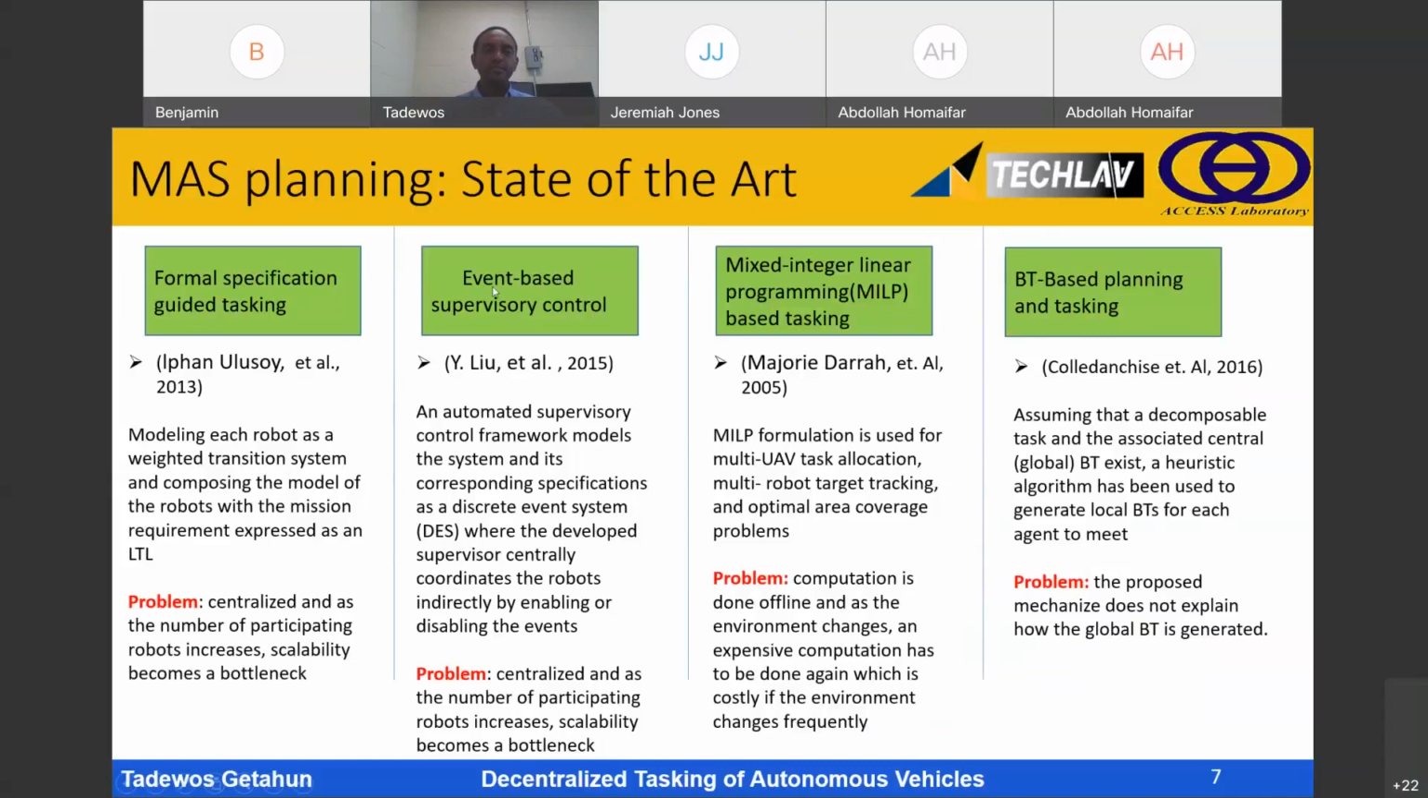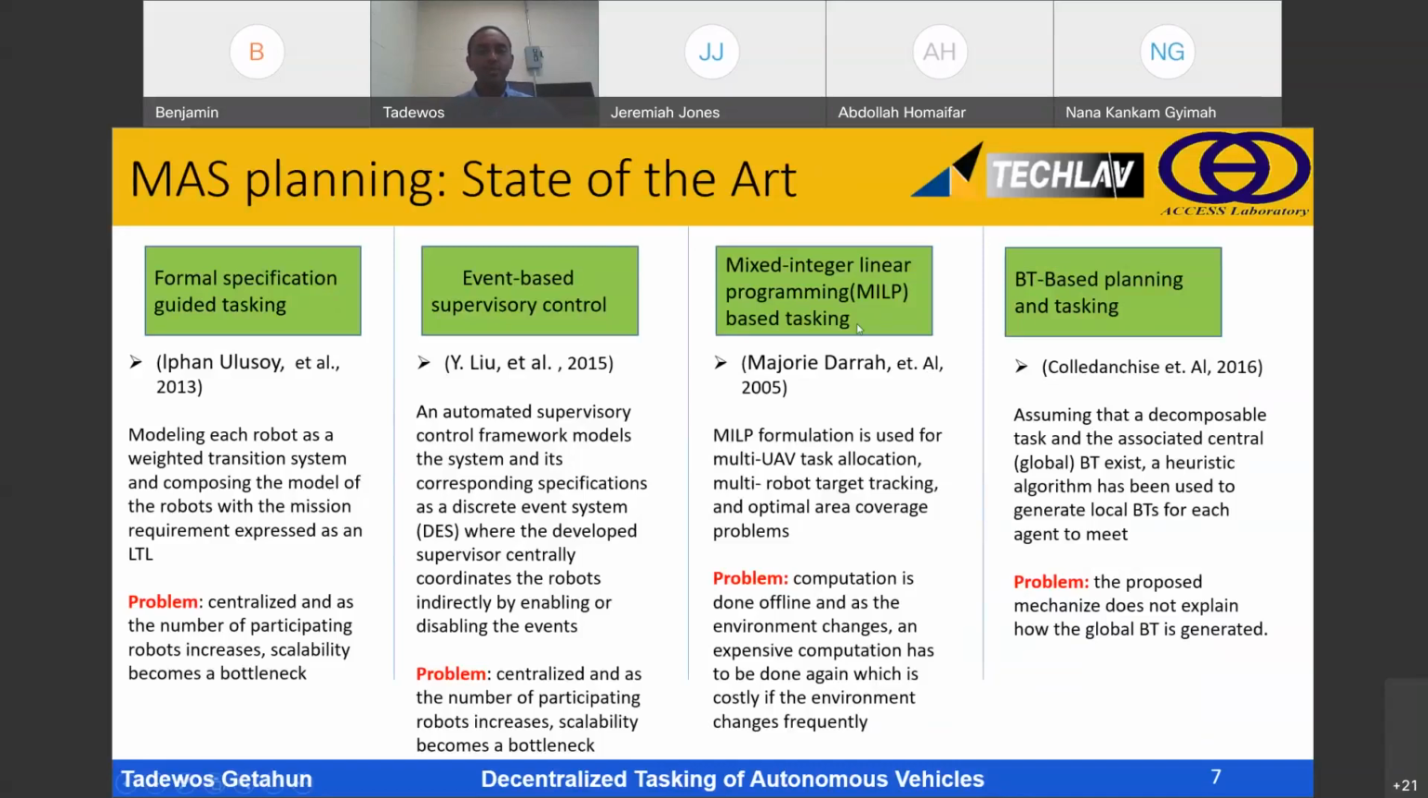And there is another paper, event-based supervisory control. Here, the supervisor, by systematically enabling or disabling actions or events, tries to guide the agents or the robots to perform a certain task. Here again, because the supervisor is a controller, it is somehow a centralized system.